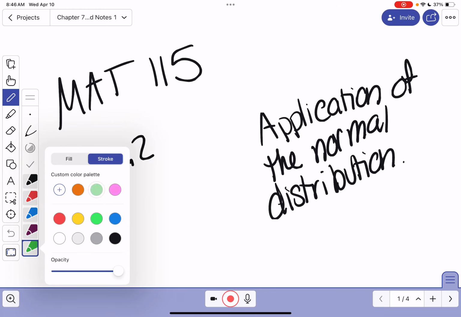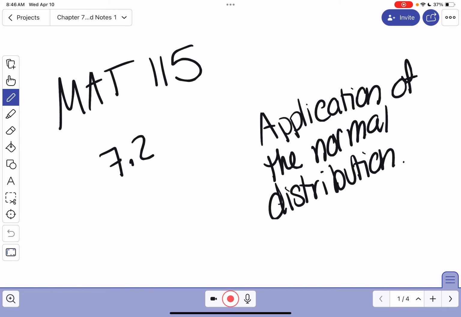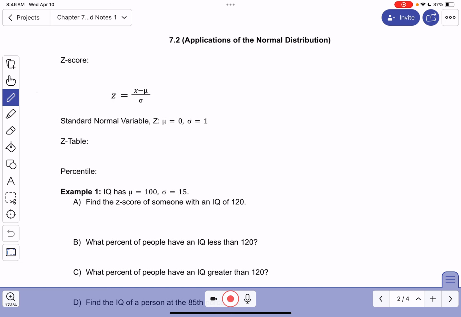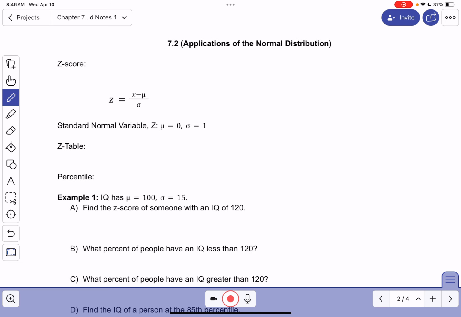All right, this video is going to cover 7.2 in statistics, and we're going to talk about applications of the normal distribution. So in 7.1, we talked about what the normal curve is, and now we're going to talk about how we use it. So a z-score is a term you're going to start seeing.